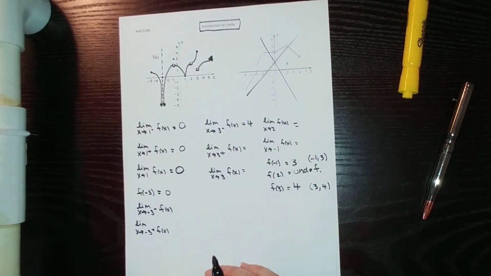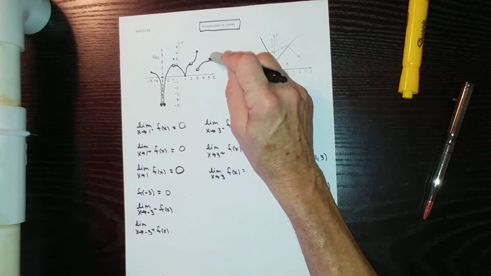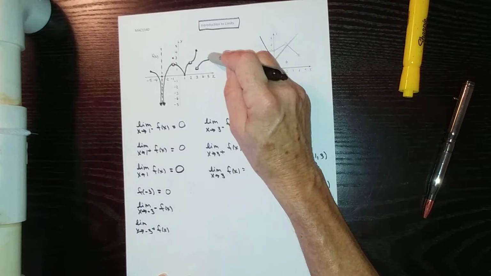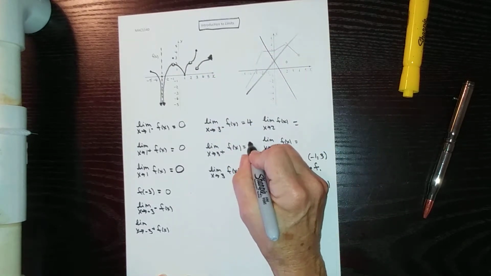Well, what is the limit as x approaches 3 from the right? So if we're riding the curve in to 3 from the right, we're on this side of the curve, and we're getting close to 3, it looks like it's landing at this y value, which is a 1.